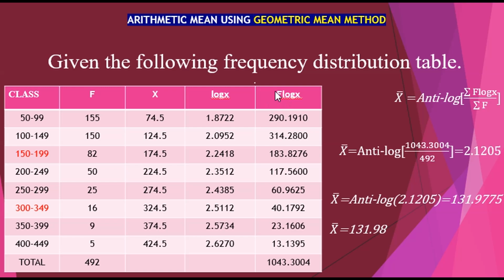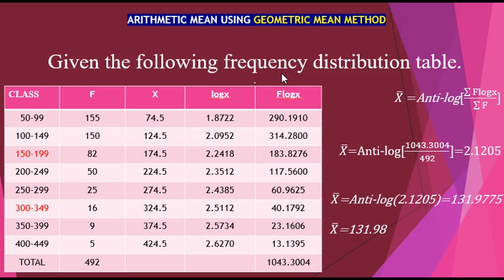In the previous tutorial, we discussed how to calculate the mean by multiplying f times x, but for the geometric mean method, as long as we find the natural log of this x, we are going to multiply f times the log x. That's why we have f log x. When multiplying, these are the values. 155 times 1.8722 gave us 290.1910. 150 times 2.0952 gave us this.